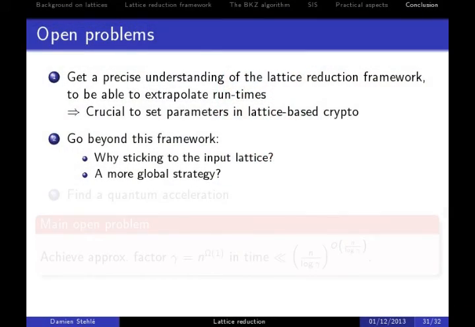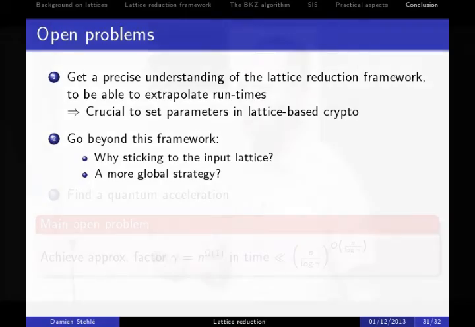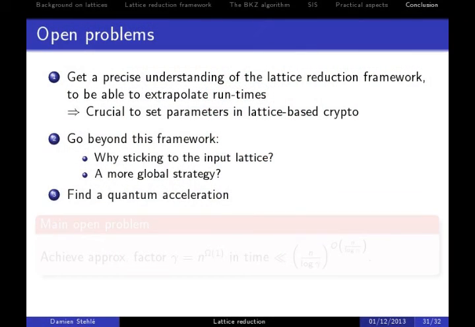And then one challenging open problem is to go beyond this general framework, because the framework that I described, going with the HKZ reduced bases and doing local improvements of them by using HKZ and so on, is a framework which is 25 years old, that has not been improved significantly since then. People have managed to clean it up and to decrease the constant factors and so on, but the framework is still the same. So is there a way to do things differently? And possibly find a quantum acceleration to these algorithms.